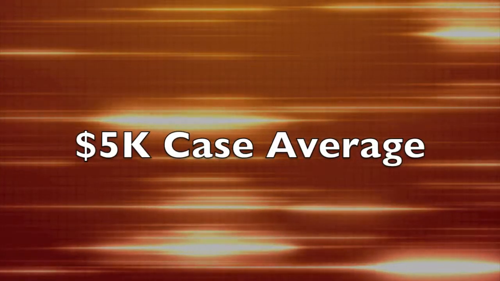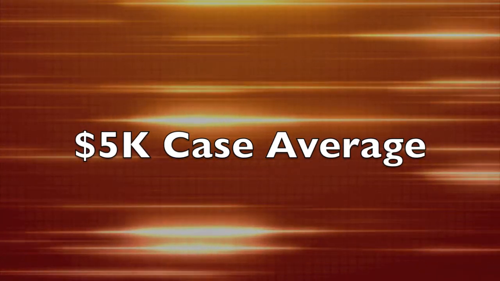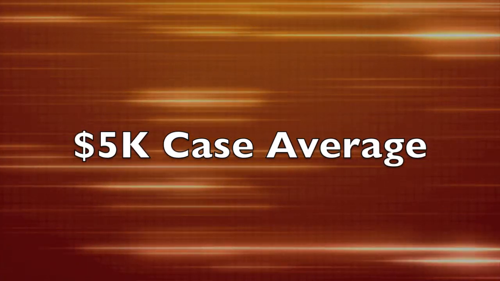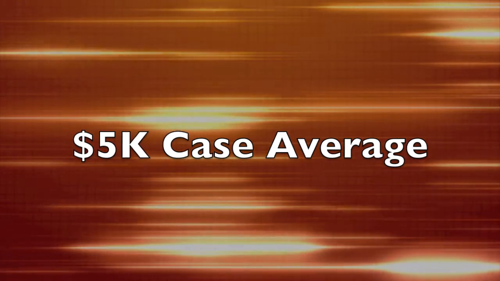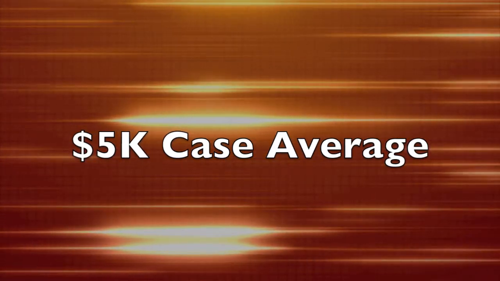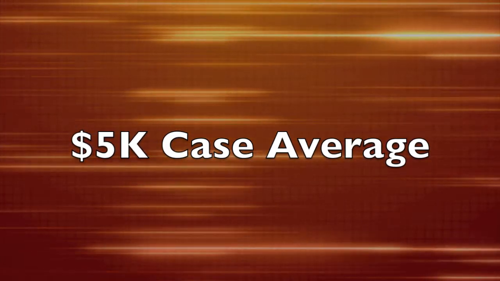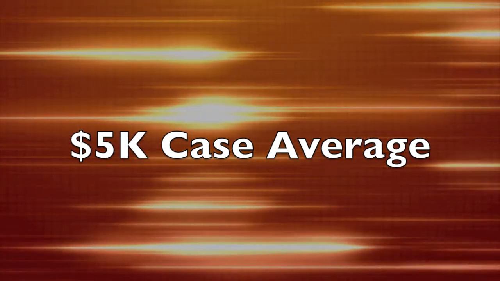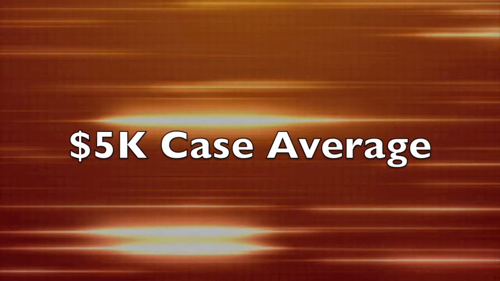Sure, Greg. Let me first start off by explaining how we calculate case average. It's all collections divided by all new patients. The best way to do it is through an average: average new patients seen per month divided into average collections per month. So let's take $100,000 of collections and 25 new patients. If we divide those, we're going to get a $4,000 case average.